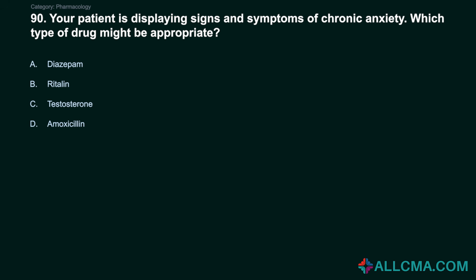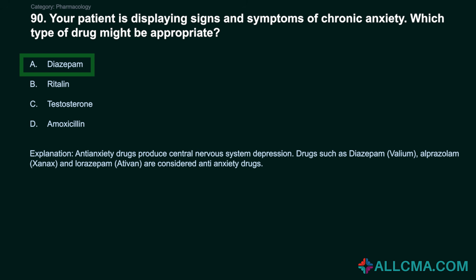90. Your patient is displaying signs and symptoms of chronic anxiety. Which type of drug might be appropriate? A. Diazepam. B. Ritalin. C. Testosterone. D. Amoxicillin. Correct answer: A. Diazepam. Anti-anxiety drugs produce central nervous system depression. Drugs such as diazepam, Valium, alprazolam, Xanax, and lorazepam, Ativan, are considered anti-anxiety drugs.